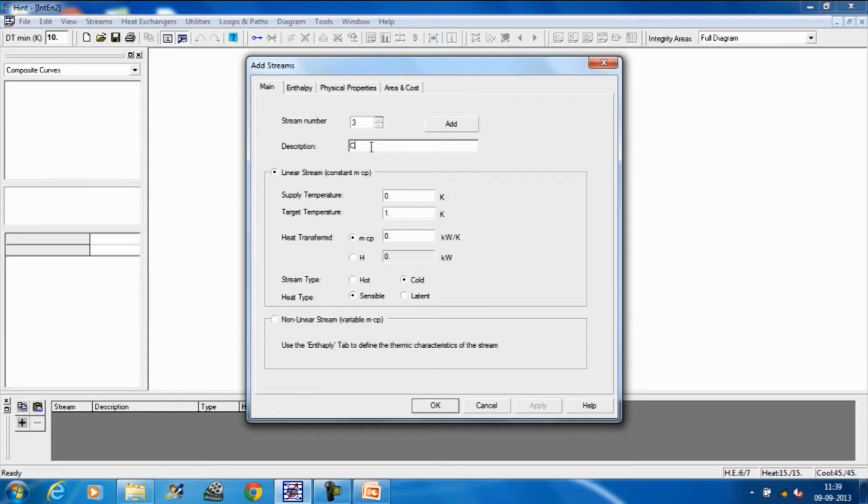Add C1: this is 20, the target temperature is 125, the MCP value is 2. C2: 80, 130 and 3.5. I am using the default values of hot utility and cold utility given in the software. It is also possible to define these utilities and do the remaining problem analysis.